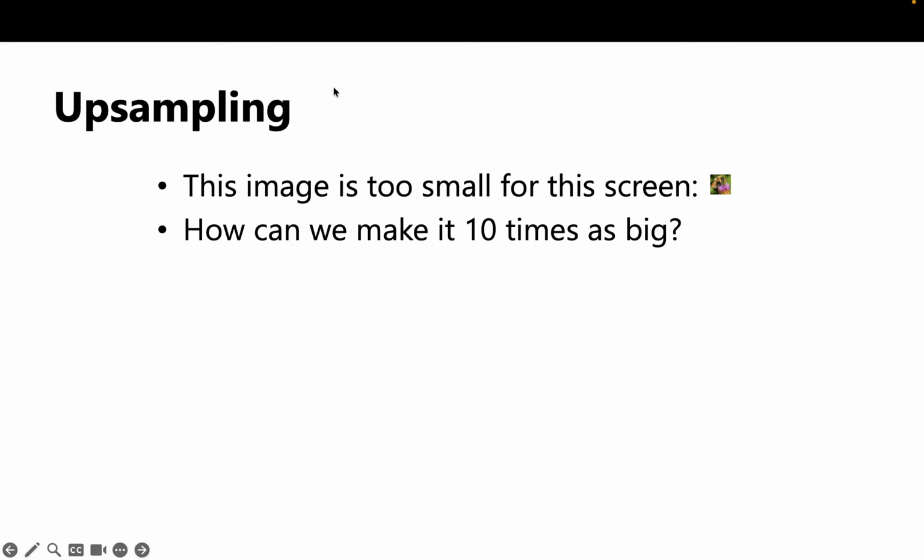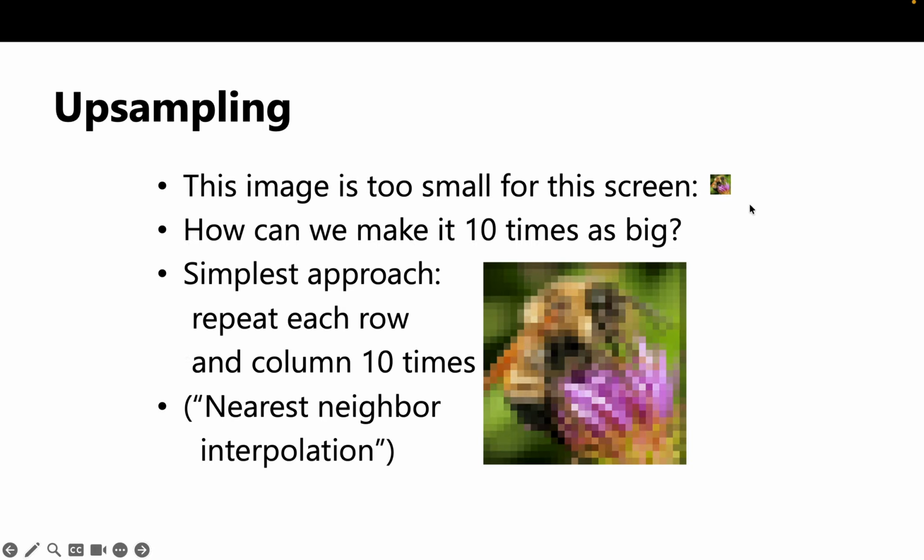So that's the image subsampling method. And next we look at upsampling. Your image is too small for this screen, something like this. How can we make this image 10 times bigger? The simplest approach is to repeat each row and column 10 times. Wherever your original image is, you just repeat every row and every column 10 times. This is using the neighbor pixel, so the method is called the nearest neighbor interpolation method.